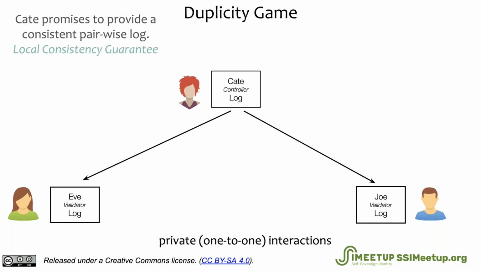Now, for the interaction, Kate is making a local consistency guarantee. Kate promises to provide a consistent pairwise log with Eve. Says, Eve, I'm going to be consistent. I'm going to give you a log, and I promise to be consistent. And Eve can verify at any point in time whether Kate has been inconsistent just by keeping a copy of the log or the events that Eve has received.